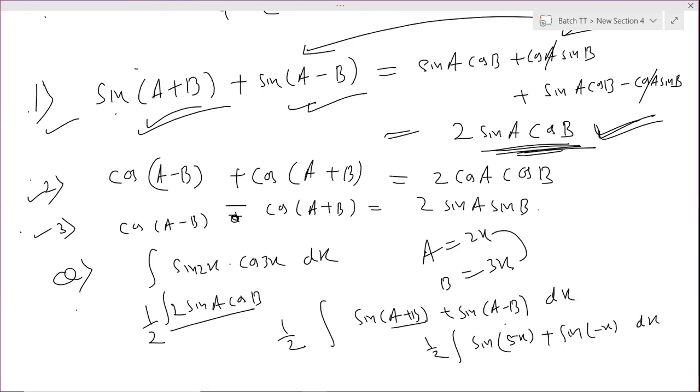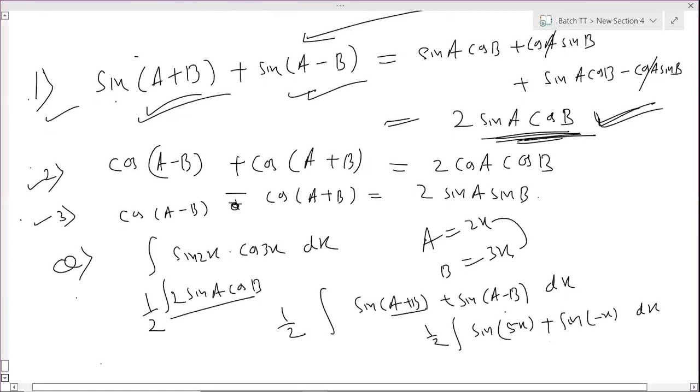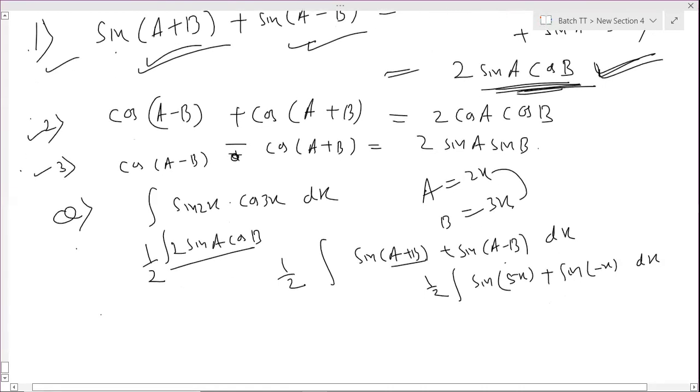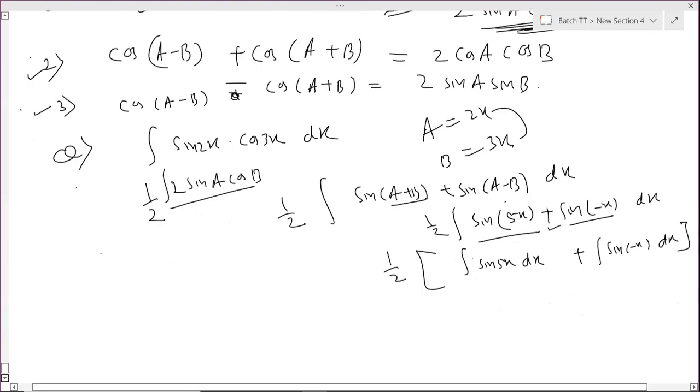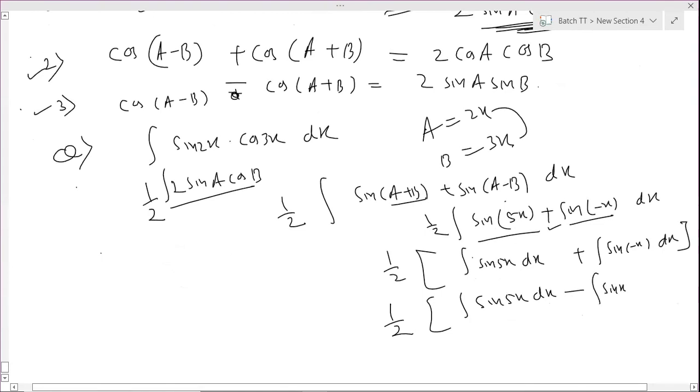This thing is clear? Everyone? All right. Now we can separate this integration because we have addition here. So this will be integration of sine 5x dx plus integration of sine of minus x dx. And sine of minus theta is minus sine theta. Everyone knows this. So integration of sine 5x dx minus integration of sine x dx.